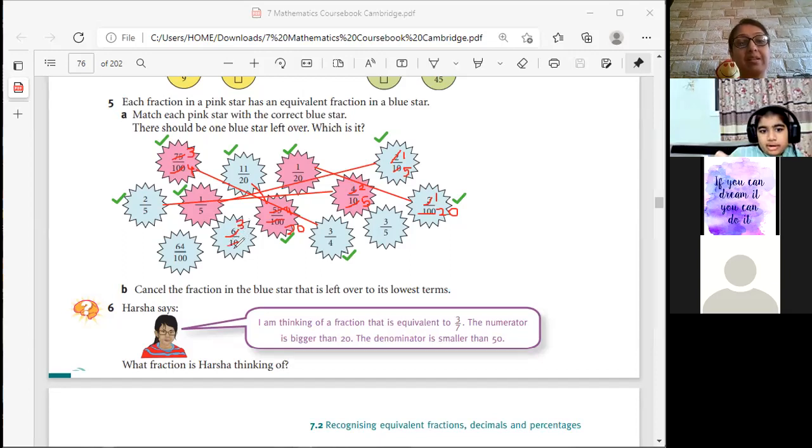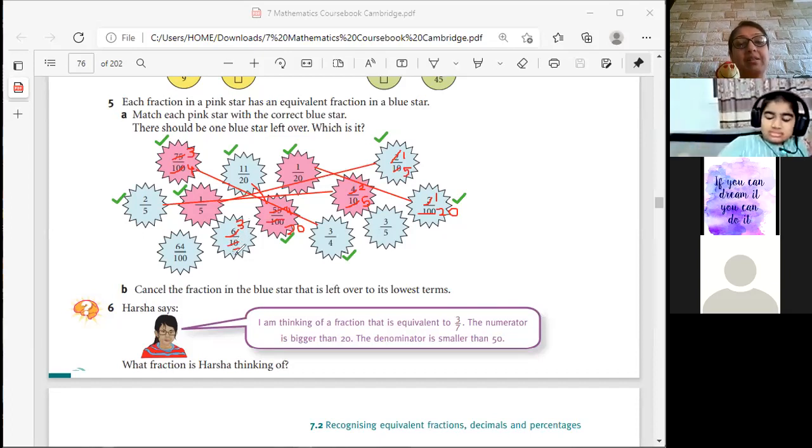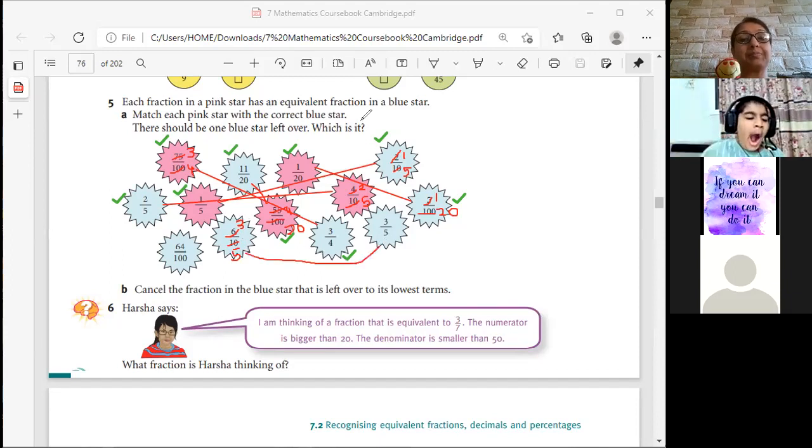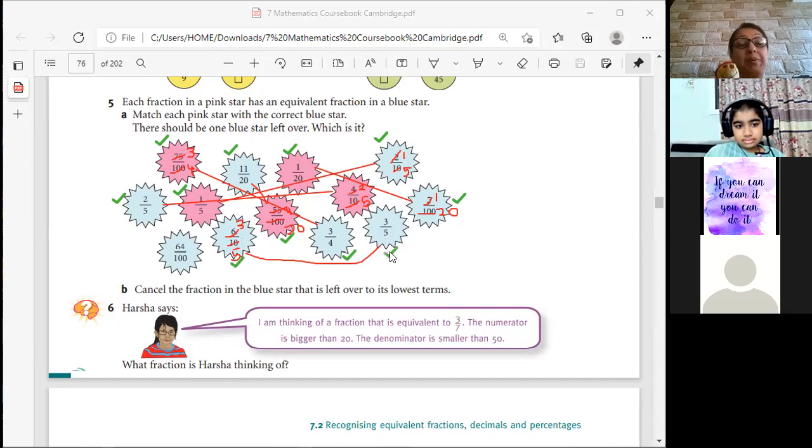Maybe they put the wrong color. Maybe they mistakenly colored it. That is supposed to be pink, I think. Yeah, this was supposed to be pink to match it up with this. So yeah, the one that is left is 64 upon 100. 64/100.